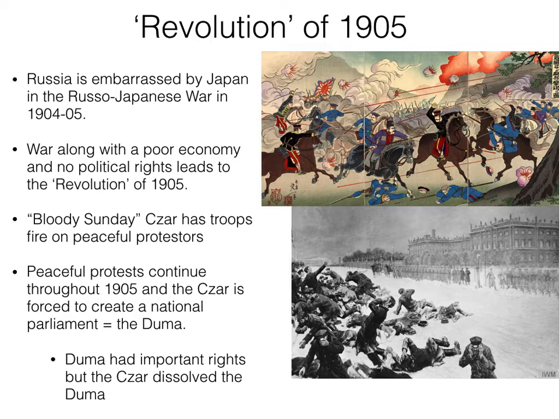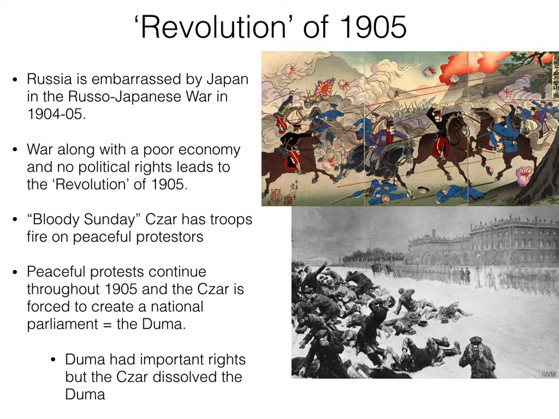What ends up happening is that there's a moment called Bloody Sunday, and the Tsar has troops fire on peaceful protesters. I think around 300 people die in that, and 1,000 more are injured. You can see the picture down here on the bottom right, a depiction of Bloody Sunday.